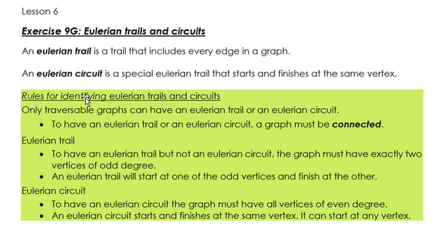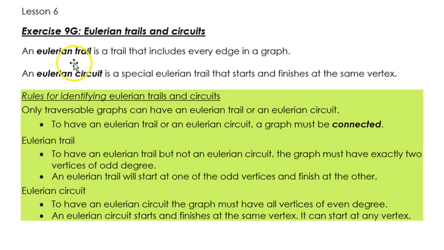So essentially we've got an Euler trail, and that's a trail that includes every edge in the graph. Still no repeated edges. As soon as we hit repeated edges, we are going to be classifying that as a walk. So we want it to go on every edge only once.